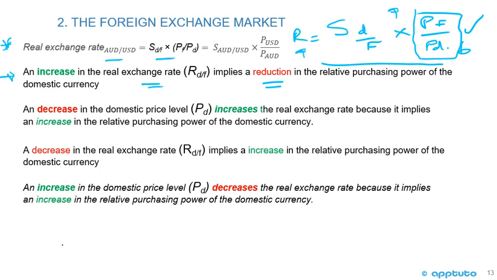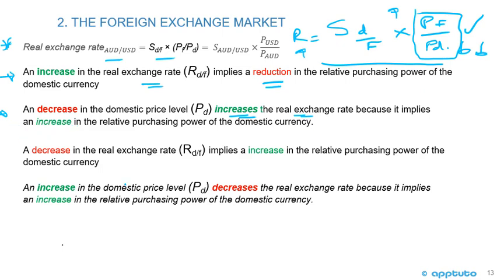Okay, so you can see here a decrease in the domestic price level. So they're just spinning the words a little bit. A decrease in the domestic price level increases the real exchange rate. So again, I'm decreasing the denominator, which is the domestic price level. That's going to increase the real exchange rate. So they can talk about the increase in the real exchange rate, or they change the sentence to a decrease in the price level.